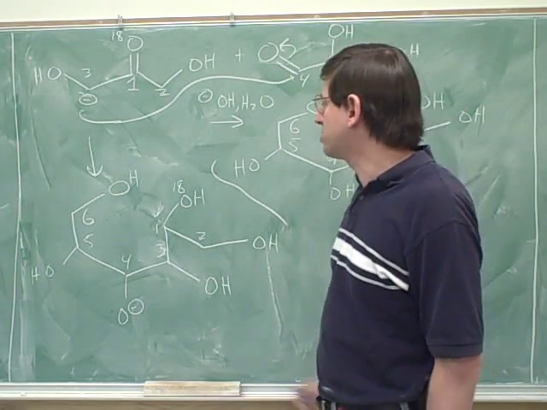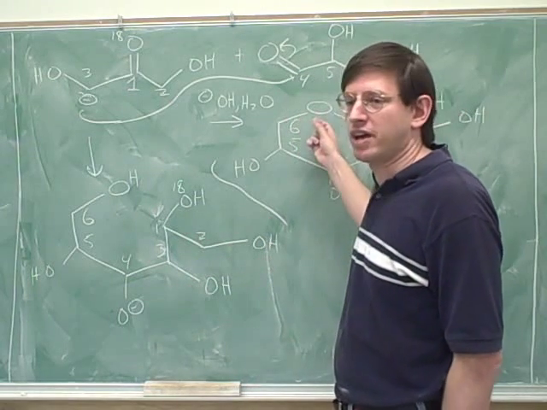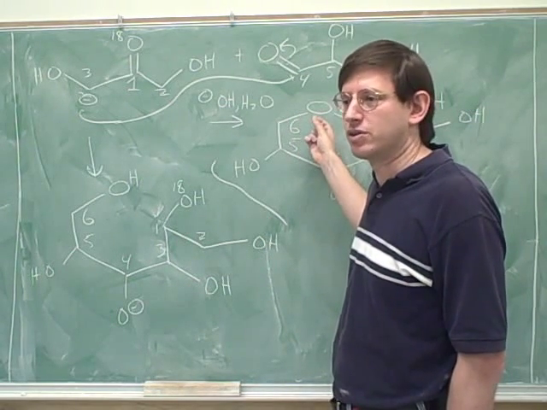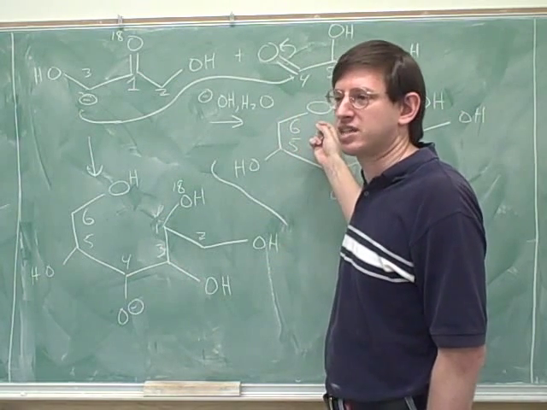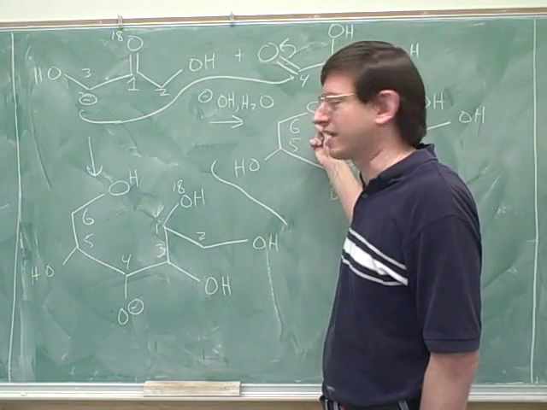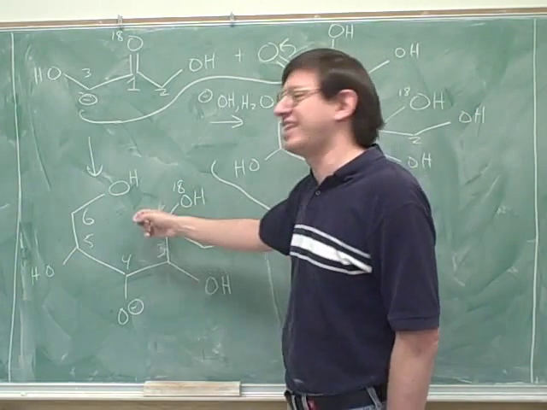The key thing is notice how I'm trying to draw the intermediate so it looks as much like the final product as possible. This is another very useful step. Try to draw the intermediate so it looks as much like the final product as possible. That makes it much clearer what's going to happen next. I've got to admit that what I just did here is not that easy.